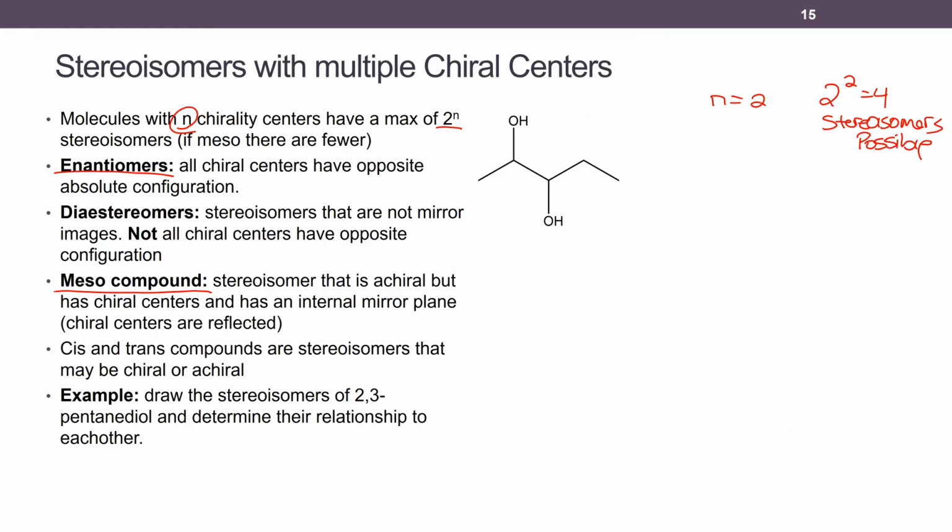So stereoisomers that are not mirror images, but are still stereoisomers by having the same connectivity, are called diastereomers. Okay, and they don't all have the same or the inverted chiral centers. So let's look at an example. Draw the stereoisomers of 2,3-pentane diol and determine their relationship to each other.